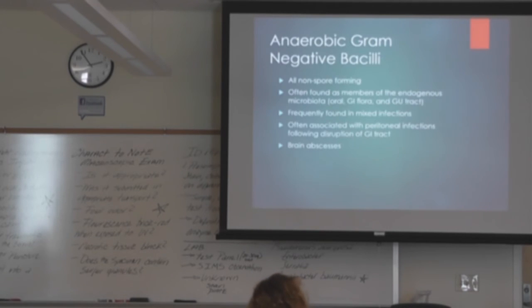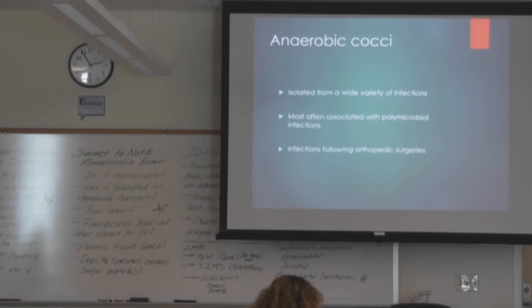Okay, so anaerobic gram-negative bacilli, all are going to be non-spore forming. Often members of endogenous microbiota, those are the different tracts that they're found in. Frequently found in mixed infections or polymicrobial, okay? They're associated a lot of times too with brain abscesses, which is pretty interesting. So anaerobic cocci, again, they're going to be isolated from a wide variety of infections. These, again, are associated with polymicrobial infections. And a lot of times they follow orthopedic surgeries for whatever reason. I don't think they have the connection there too good.